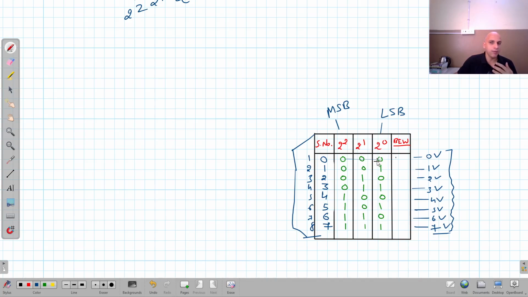I will not call it place value, I will call it the weight of LSB, right? The weight of LSB is defined as what is its place value. Obviously the place value is 2 raised to power 0. So I will assign it a place value 1 upon 2 raised to power 0 into B. B is the total maximum value of voltage.